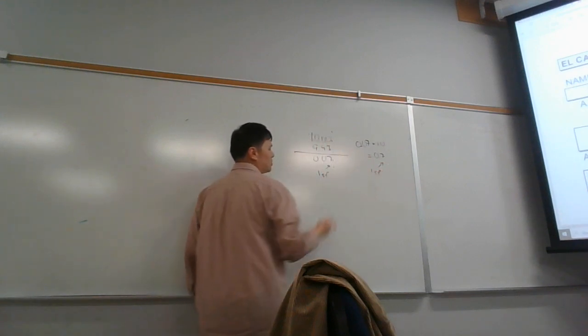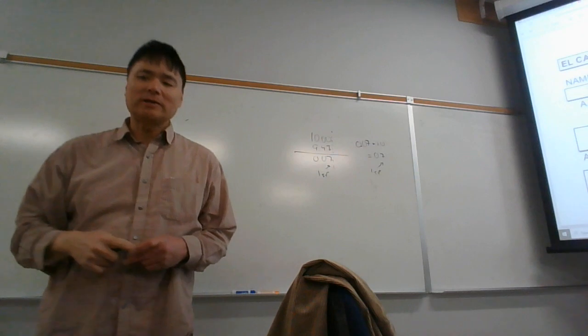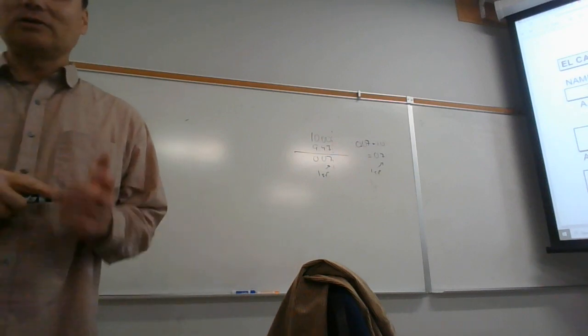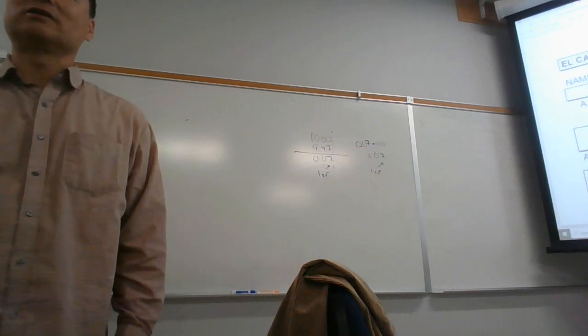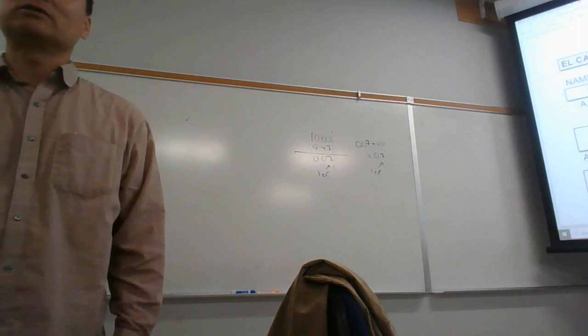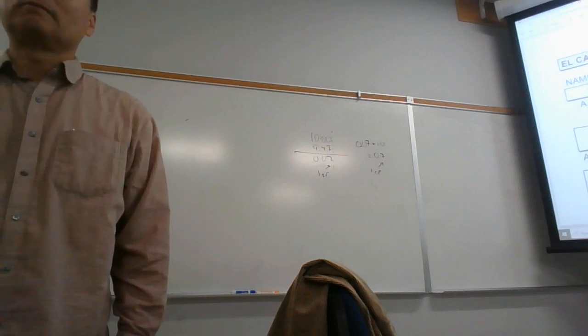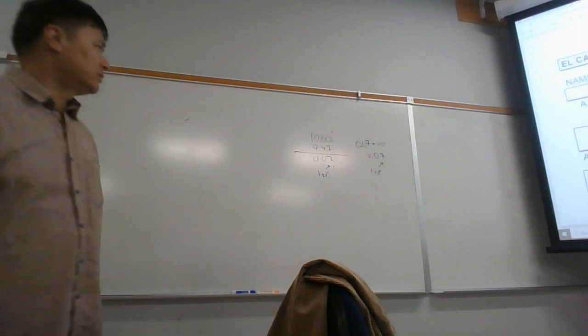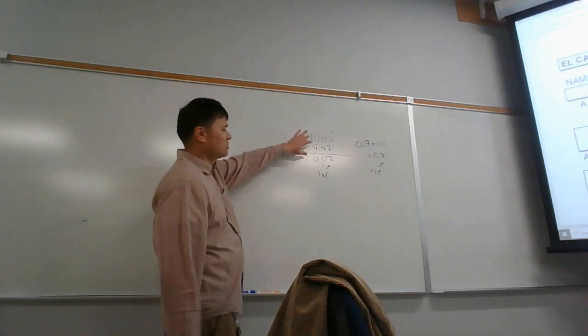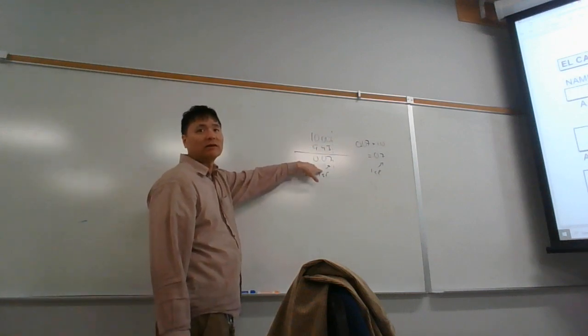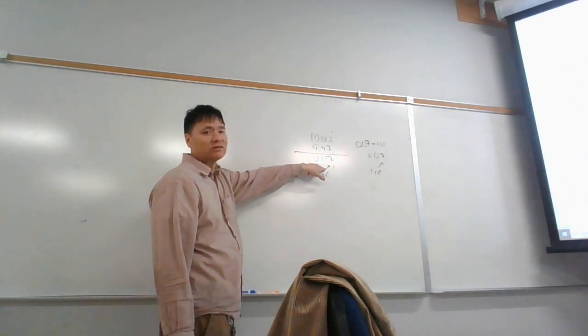For addition and subtraction, we use the fewest number of decimal places. For multiplication and division, we use the fewest number of sig figs. So it's a little bit of a trick question. I did it separately here. First I did the subtraction, and then I look at how many sig figs I have left here. It's just 1.